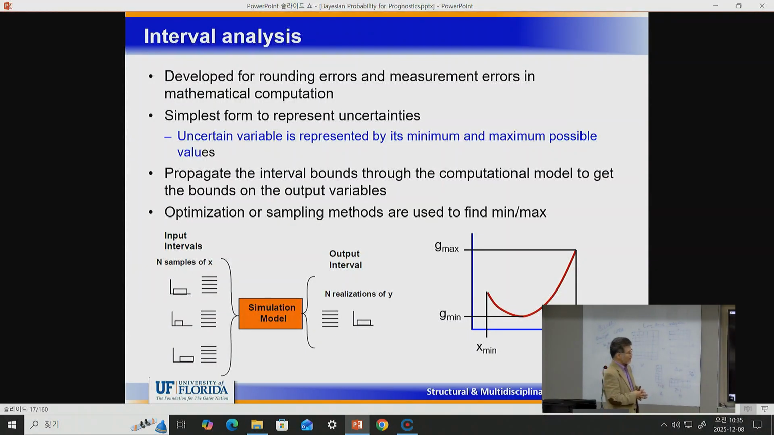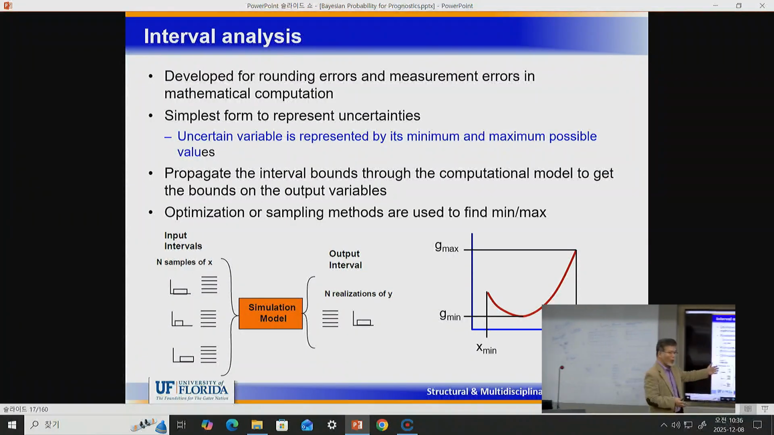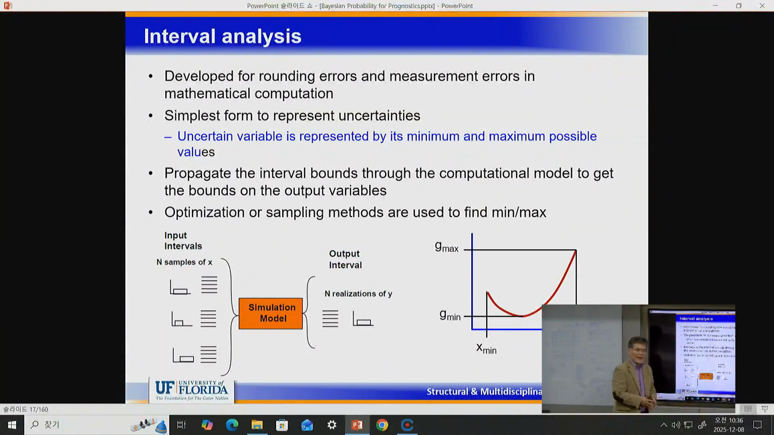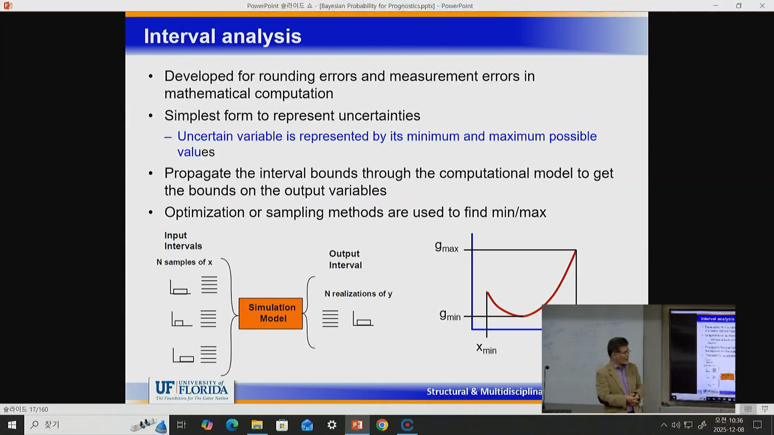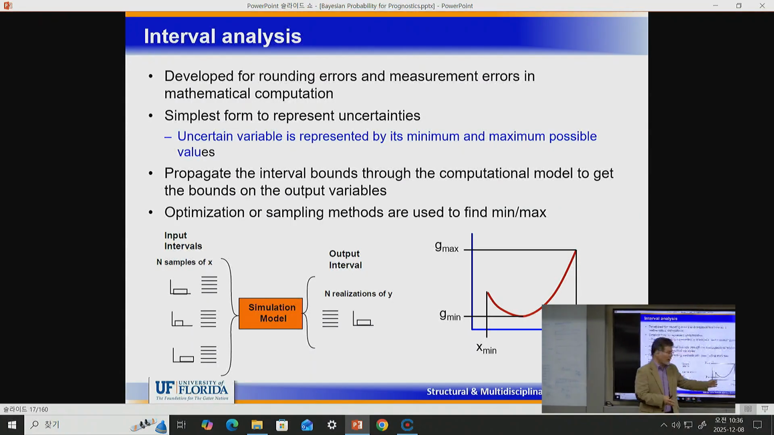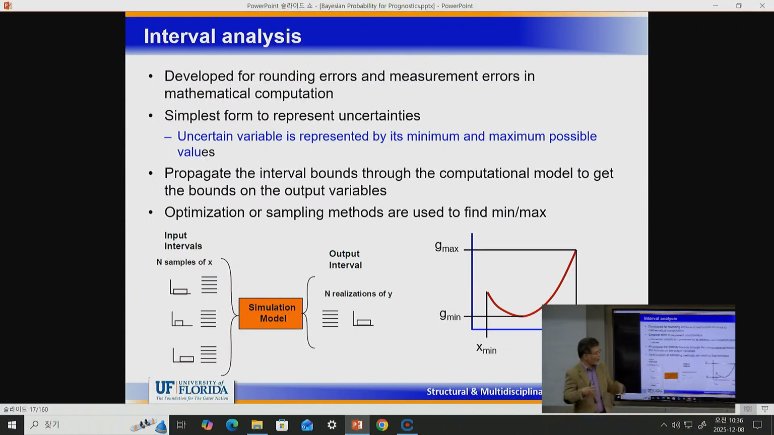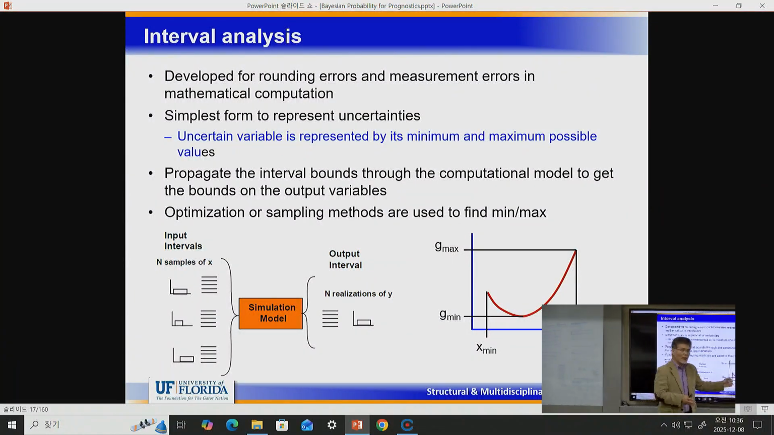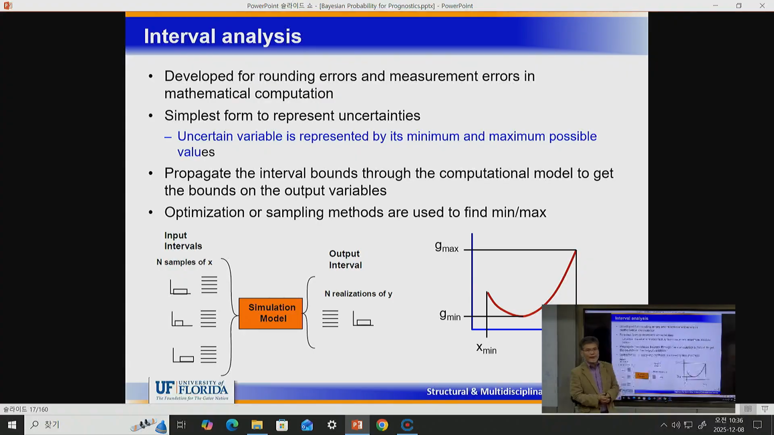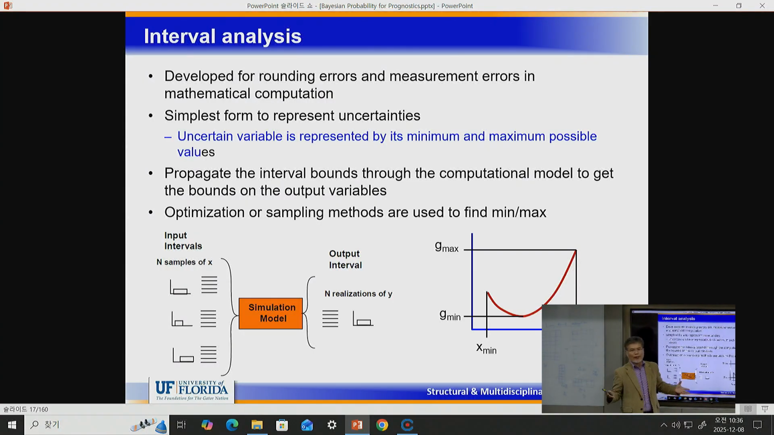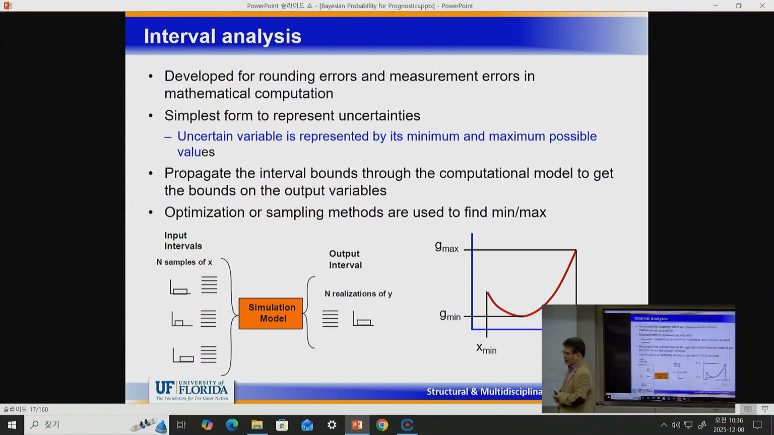Then it's much easier, because now you collect all the lower bounds, you run the simulation, that's the minimum value of the output, and then you run the simulation with all the maximum values, that will be the maximum value. But unfortunately, the minimum of input does not mean the minimum of the output. So if I understand the lower bound and upper bound of your input, when your system is a nonlinear system, how do I know the minimum and maximum of my output, unless they are a monotonic relationship?